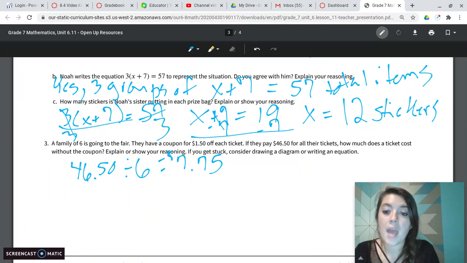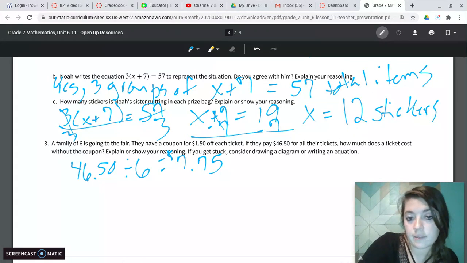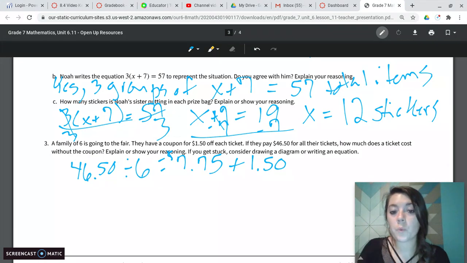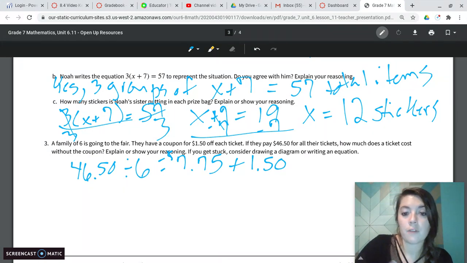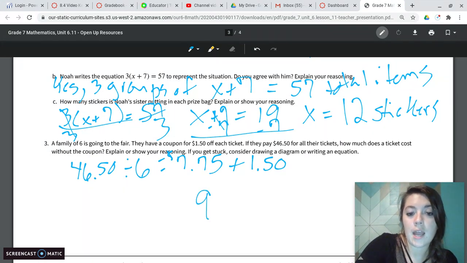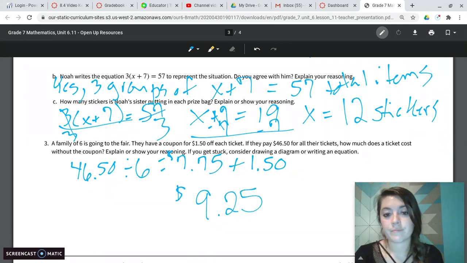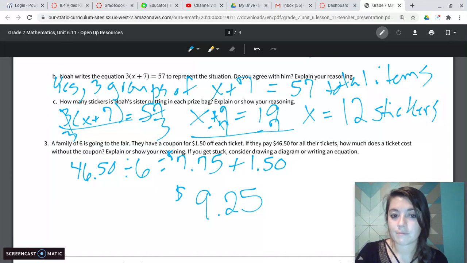So that's what they paid for each of the tickets they purchased. Now, they had the coupon. So that means we have to add $1.50 to find out what the original cost was. So if we add $1.50, we're going to get $9.25. So there's our solution.